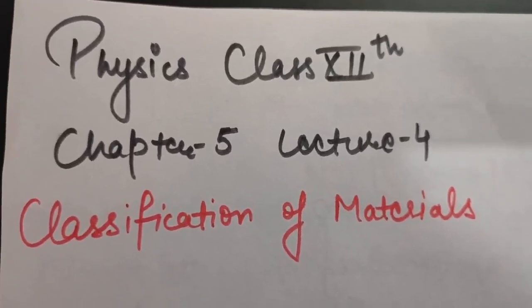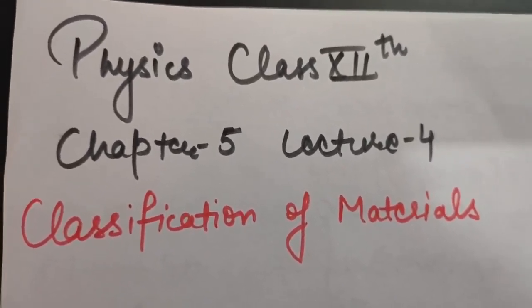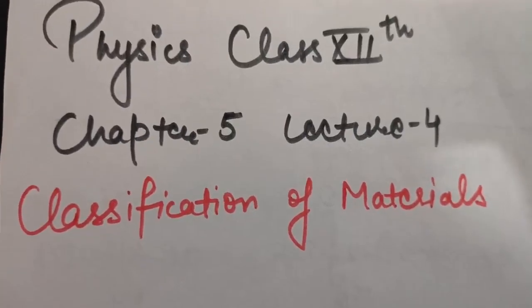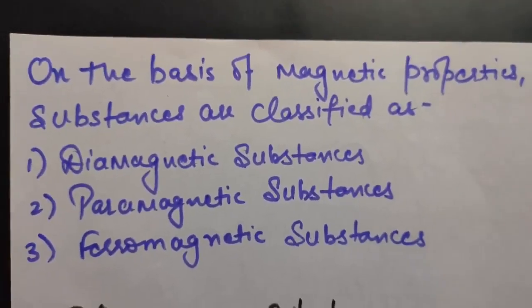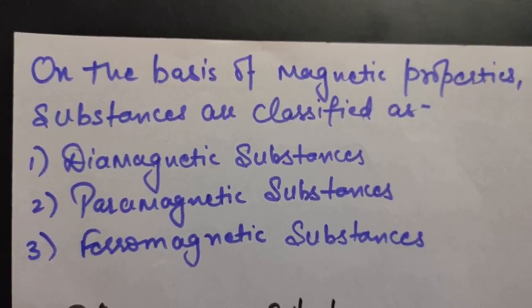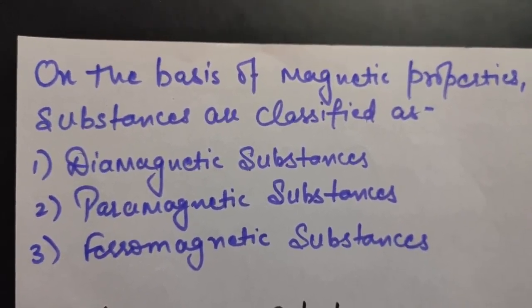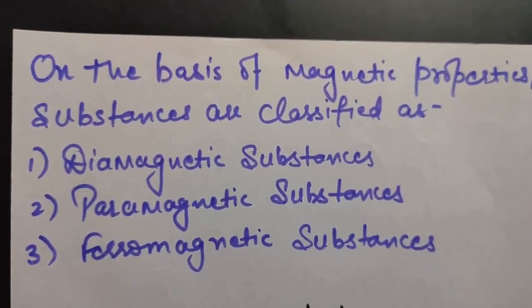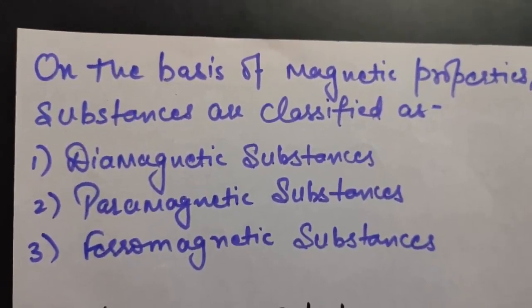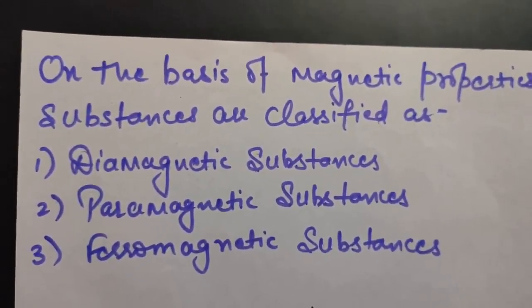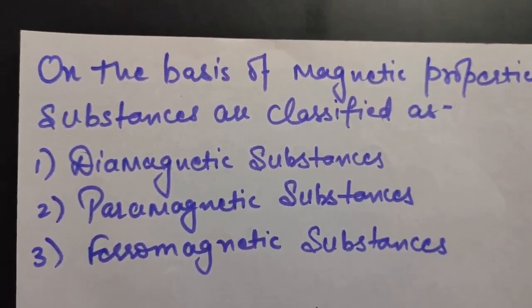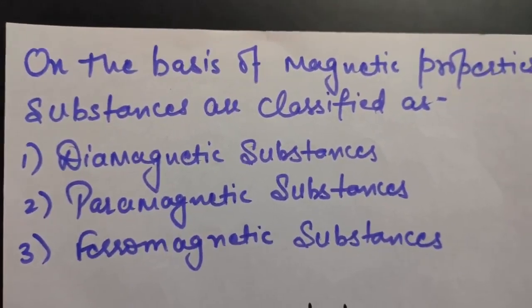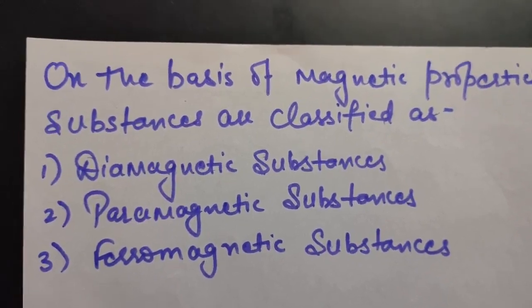And in this lecture, we shall study the classification of magnetic materials. On the basis of magnetic properties, substances are classified into three different types: diamagnetic substances, paramagnetic substances and ferromagnetic substances. We'll be studying all these substances one by one. So let us start with the diamagnetic substances.